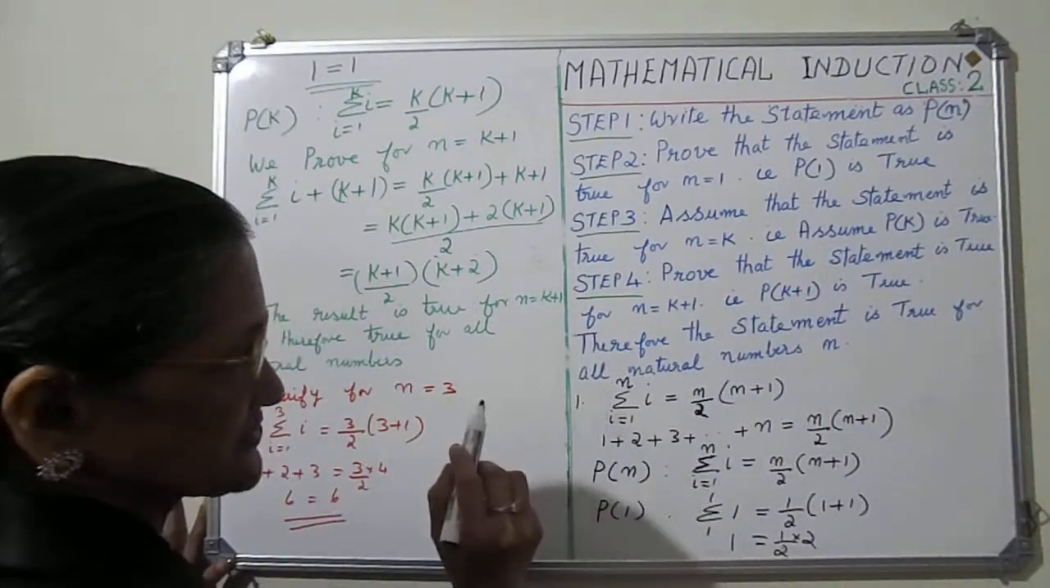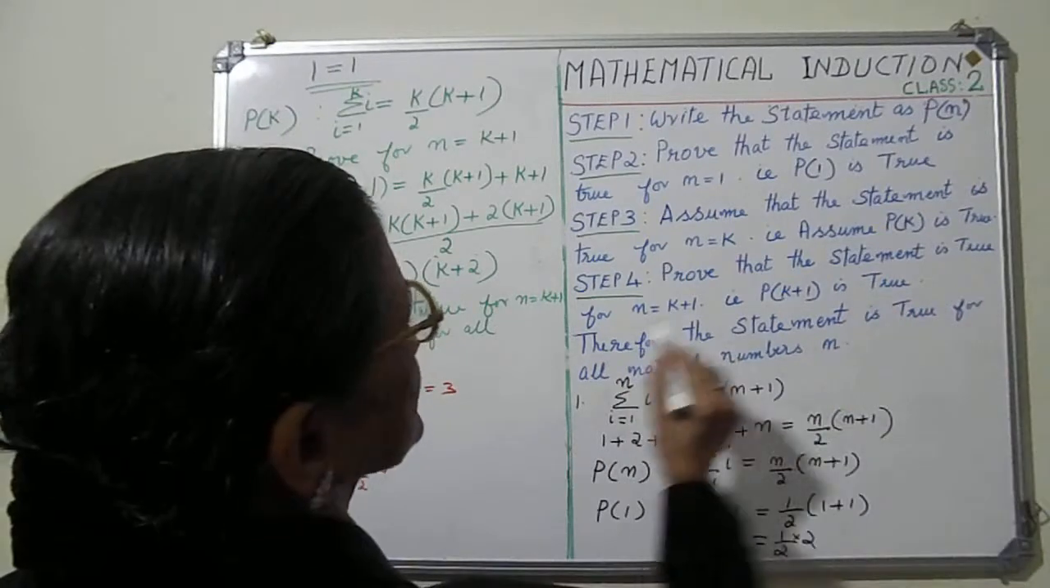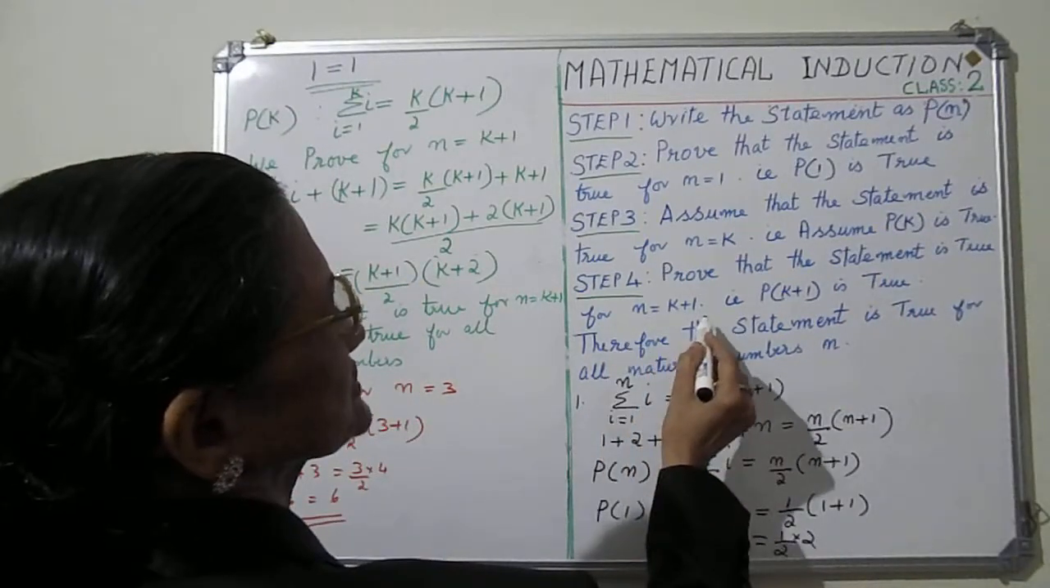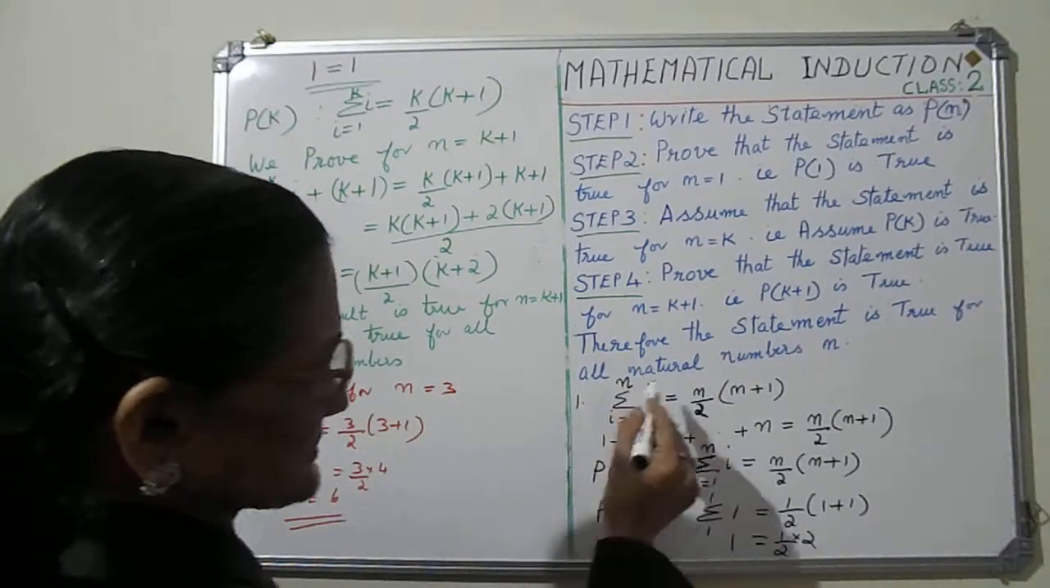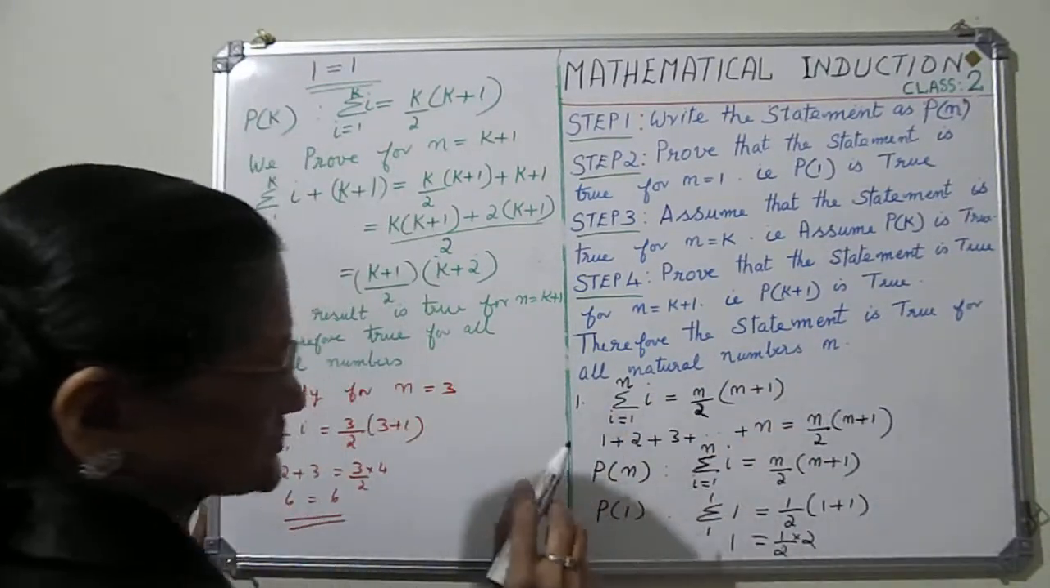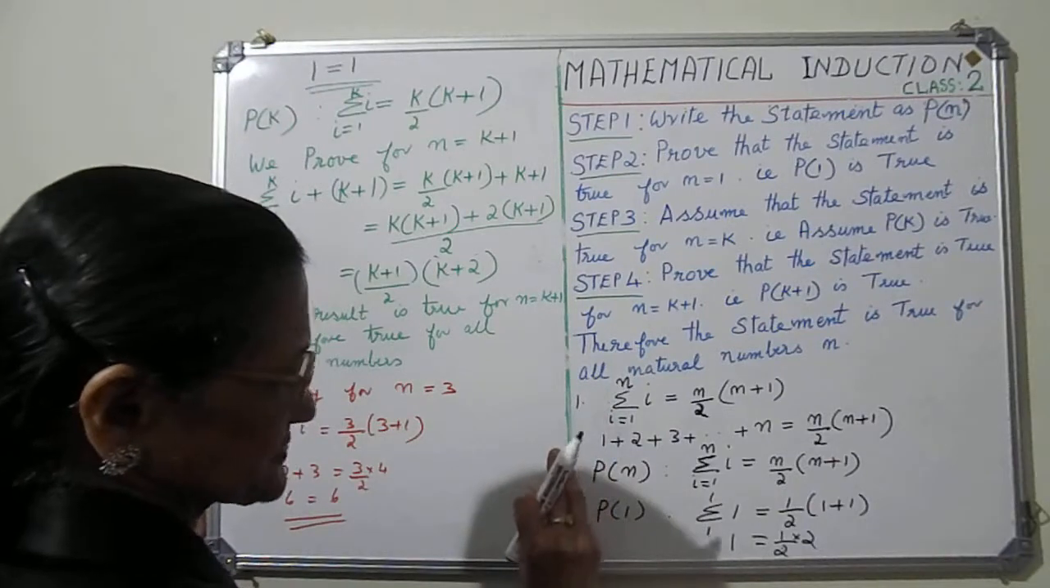And what is step number 4? We prove that the statement is true for n equal to k plus 1. That is, P of k plus 1 is true. Therefore, the statement is true for all natural numbers. This is the step-by-step procedure.